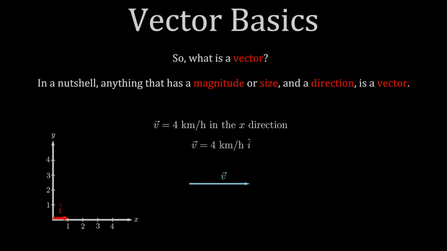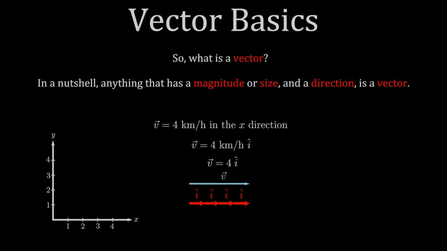If we ignore the units of our velocity vector, which are kilometers per hour, we now have a vector v is equal to 4 I hat. What this is actually saying is vector v is equal to 4 times I hat. Well, what does that mean? On our coordinate system, if we place our unit vector I hat along the x-axis and put them head to tail 4 times, we'll recover our initial velocity vector. Awesome. What about the y-axis?